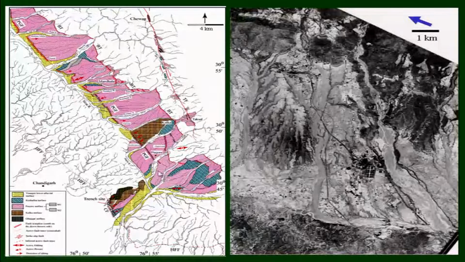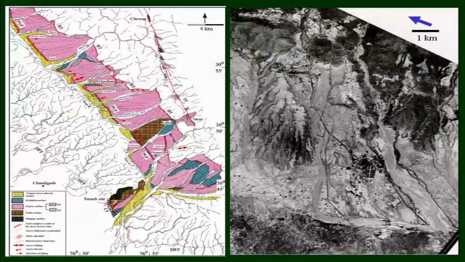The fault which has been marked here, the PGF, that is Pinjore Garden fault, runs through here, displacing the older landform, and this one is the older landform which is marked by the hatched surface. And if you see the morphology of the older landform as compared to the younger one which has been marked in pink, pink is the Pinjore surface. Now pink is the younger one, and this portion which has been termed as Kalka surface is the older.